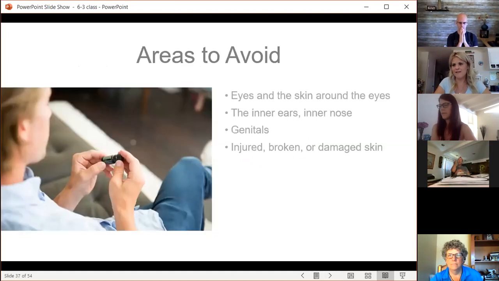Areas to avoid. Now again, common sense, you would think. However, I've had some very interesting phone calls, as well as heard some amazing funny stories that we can talk about one-to-one. But eyes and ears, definitely not on the eyes. Wash your hands after using any type of peppermint oil, especially this time of year.